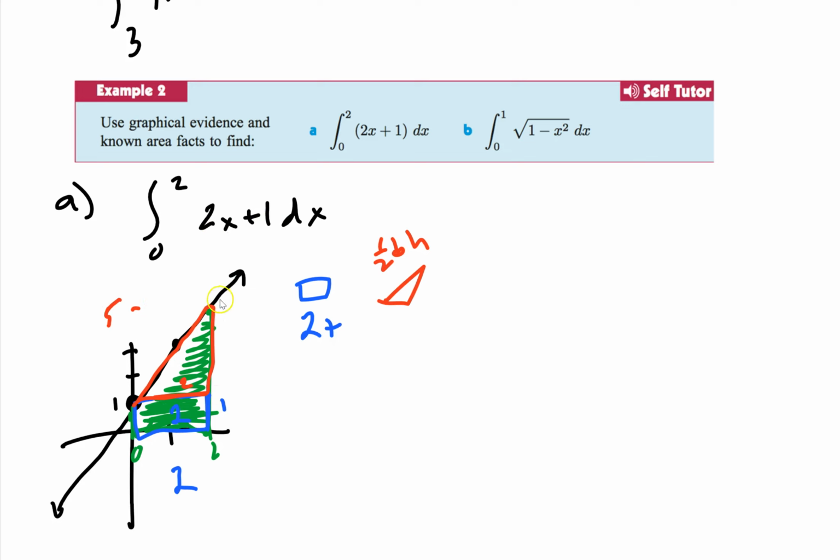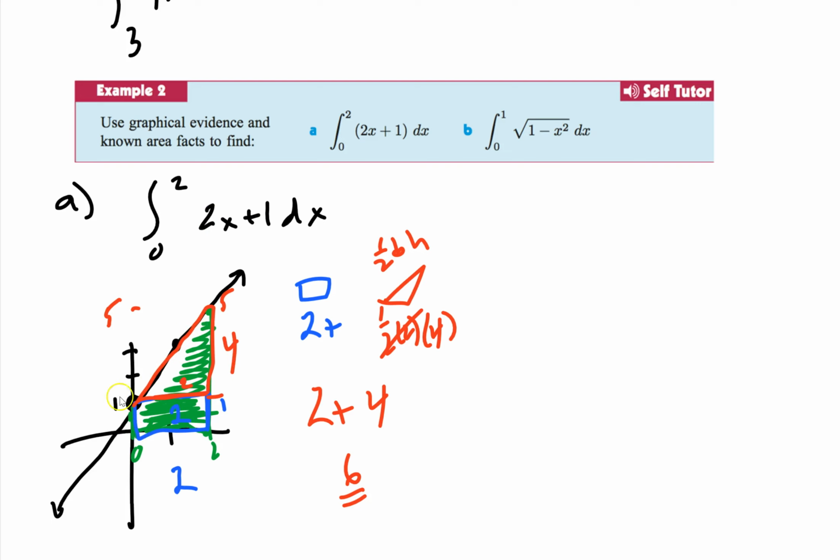Again, I'm going from 5 to the 1 here, though. That's how high it is, right? Because 1 to 5, that's 4. So my area here is going to be 1/2 times 2 times 4. So 2 plus 4, the integral of that is 6. So that's how you find an integral. We just find the area underneath the curve from 0 to 2.